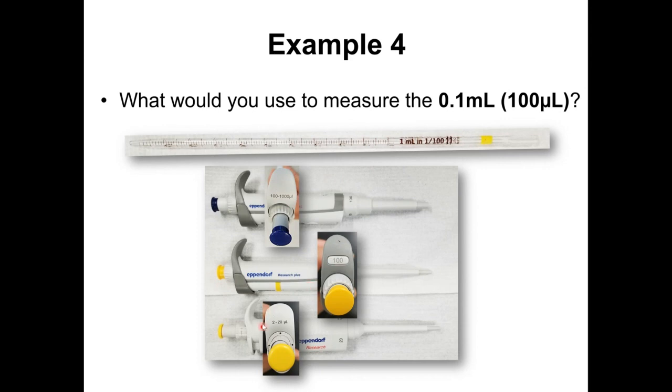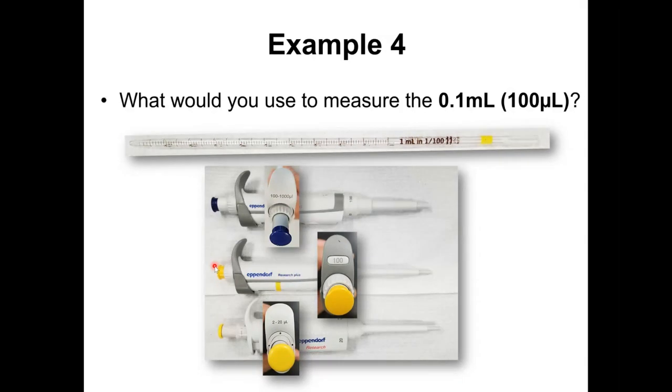And this one allows you to measure between 2 and 20 microliters. Which one will be the ideal tool? Well, in this case, you gotta have the highest accuracy possible, which you can't really achieve by measuring this spacing here in this serological pipette. The best tool will be micropipette.